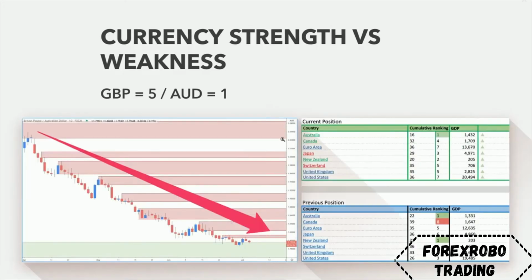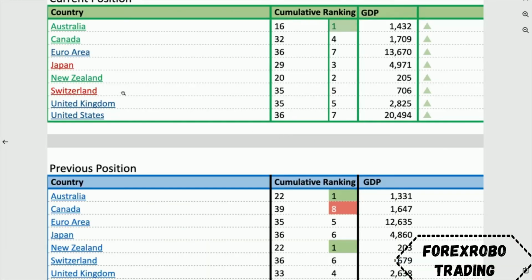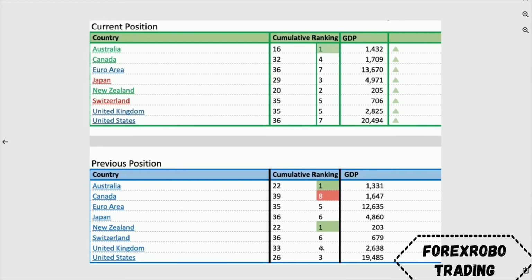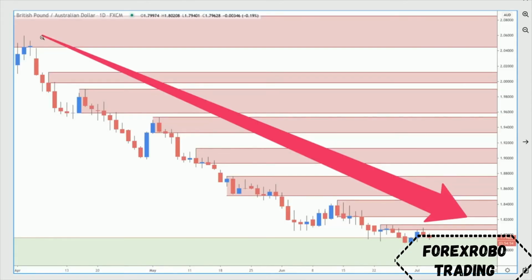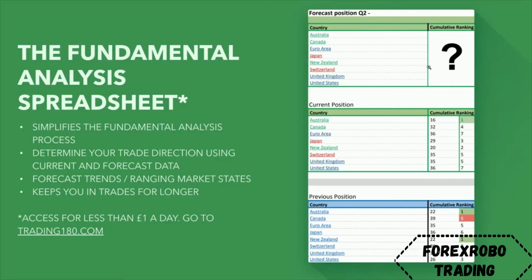On to the next one. Let's look at the pound versus the Aussie. Pound Aussie. The pound went from number 4, so number 4 down here, and slightly weakened to number 5 right here. And obviously we know about the Australian dollar remaining number 1, and then look at what happened over the past few months. A typical downtrend.